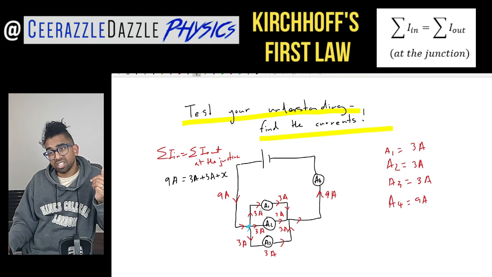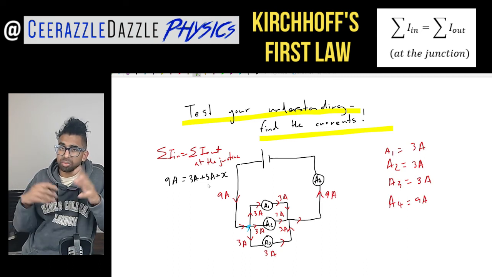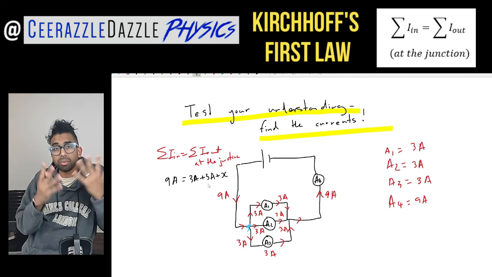I got you to identify what the current readings would be in each of the ammeters, and we discussed it using Kirchhoff's first law. It's relatively easy, guys. Just make sure you know that the total current going into a junction is equal to the total current going out.